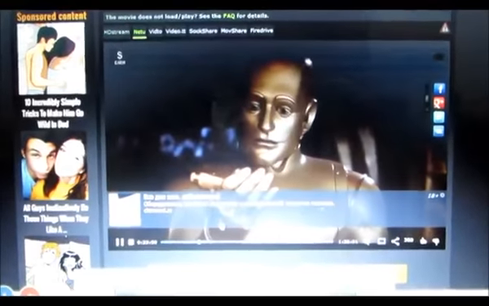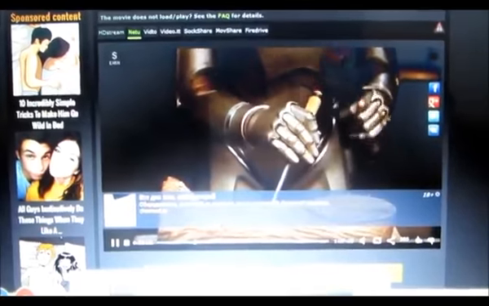$1 million baby in a 5 and 10 cent store.